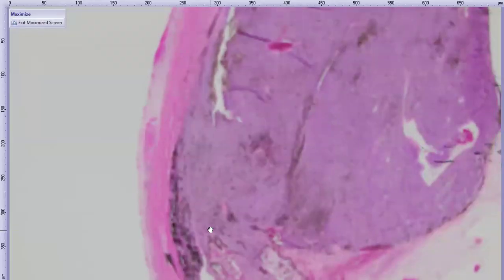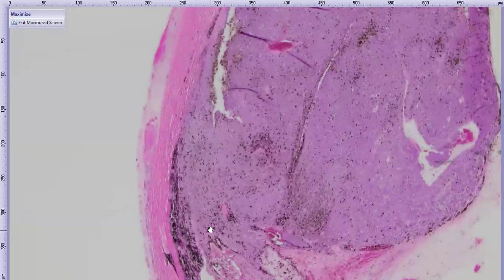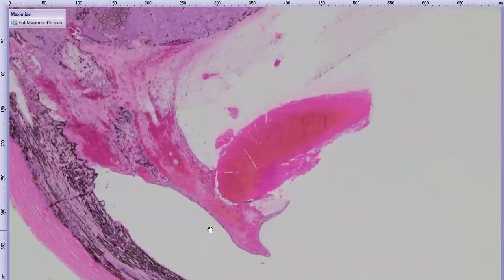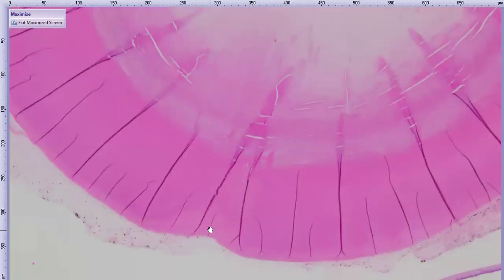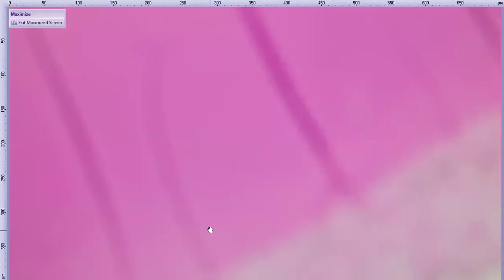And we can see the mass sort of effaces the trabecular meshwork and the iridocorneal angle. Again, we've got some intraocular hemorrhage. The lens did have some cataractous change. So a little bit closer here.